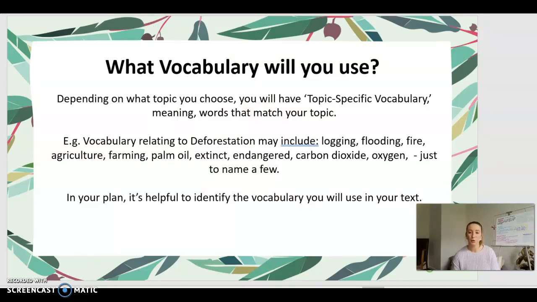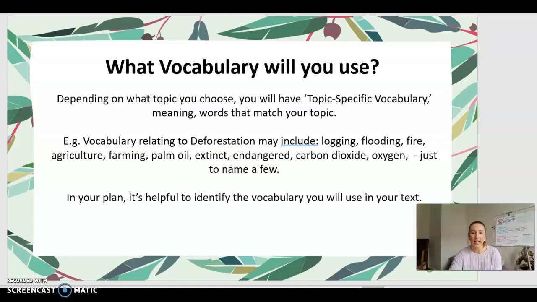Depending on what topic you choose, what picture, what seed you use will depend on what vocab you're going to include in it. For example, in a text about deforestation, it might include words like logging, flooding, fire, agriculture, farming, palm oil, extinct, endangered, carbon dioxide, oxygen, just to name a few. And it's helpful to identify these words you're going to use in the text because those are powerful words that will help your authenticity of your text, which means knowing your research and the words that you're going to use.